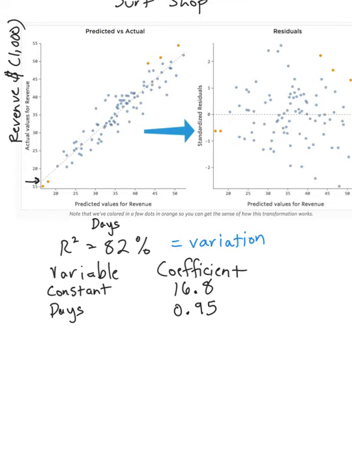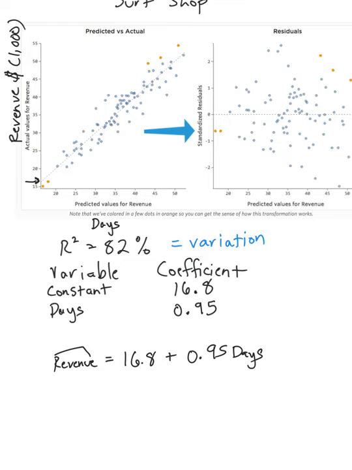If we have to think about it logically, if we were to write this in an equation, remember y equals mx plus b, but this is written a little bit differently. So here our equation would be revenue equals, we start off with a constant, it's actually 16.8, plus 0.95 days.